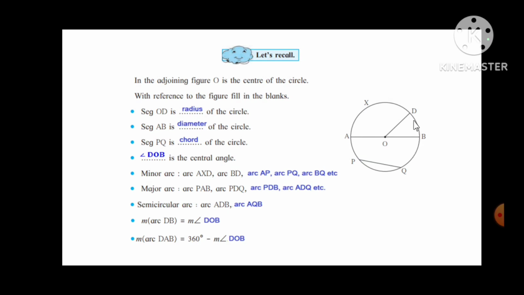Here the measurement of arc DB is nothing but the measurement of its corresponding central angle, angle DOB. Here the measurement of arc DAB, this whole, since the angular measure of a circle is 360, is 360 minus arc DB. Arc DB is the measurement of angle DOB. So the measurement of arc DAB is 360 minus the measurement of angle DOB.